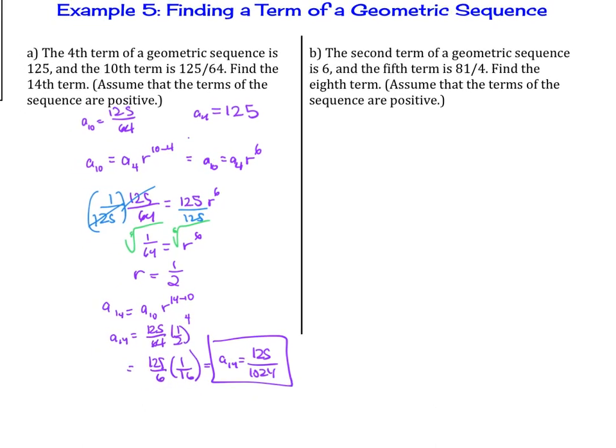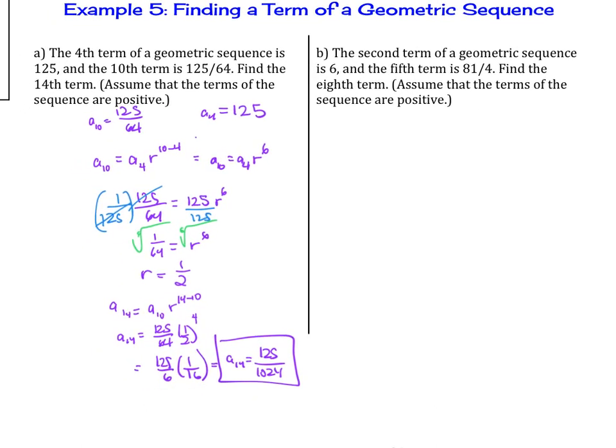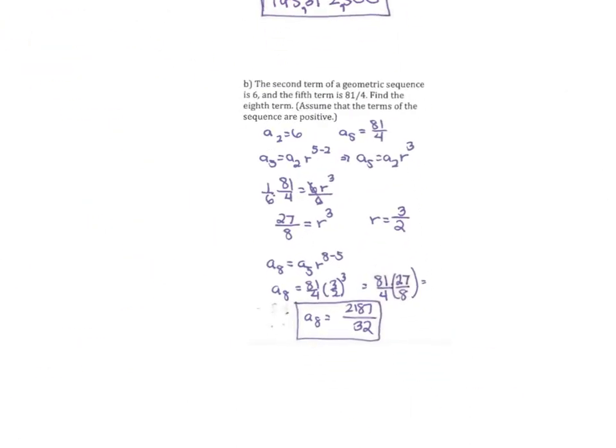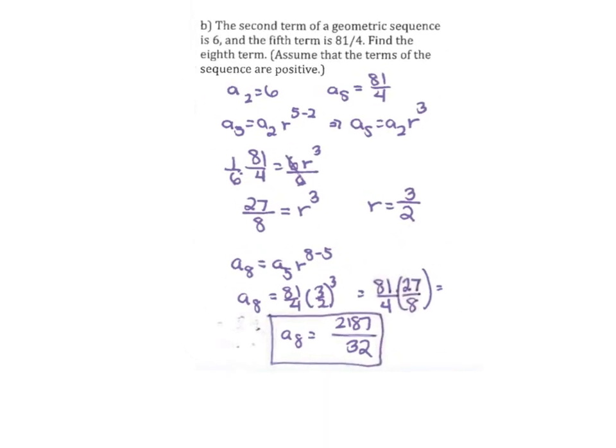Okay, so letter B, try this out: we're going to find the 8th term, I apologize, and then try using this method here. Trying this out, you should have gotten a sub 8 equals 2,187 over 32, and then going back, the ratio is 3/2 here.